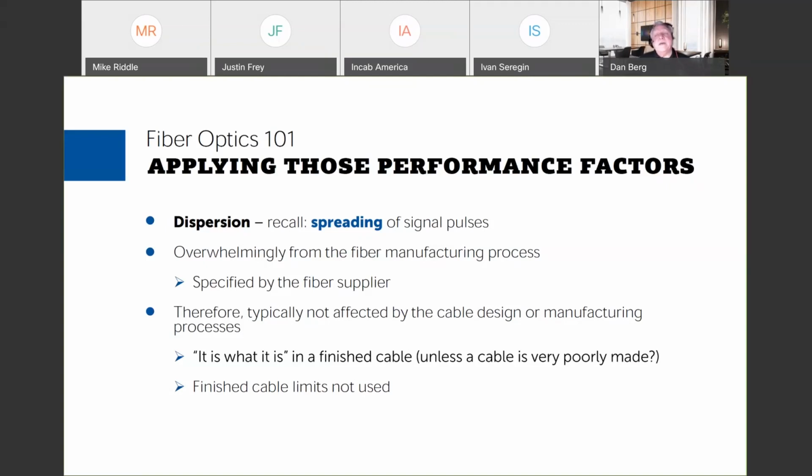Dispersion, except for the polarization mode dispersion, is not very affected by the manufacturing process. If it is, then you may have a problem with your cable manufacturer. It's very difficult for us to put those kinds of problems in a fiber.